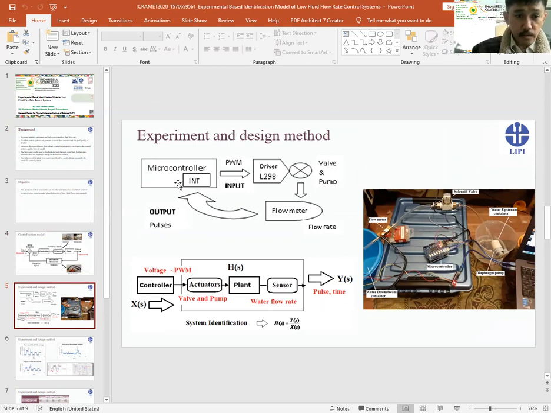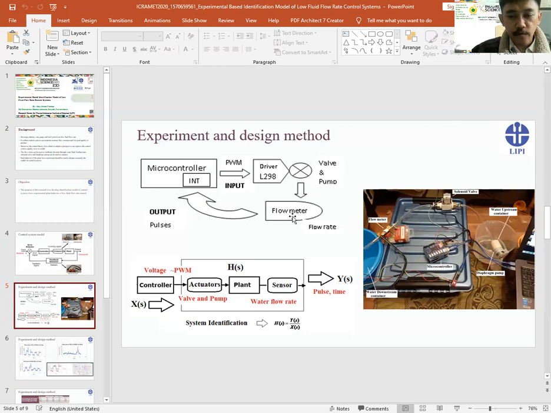We use a microcontroller to generate PWM to the driver. Why do we use a driver? Because the current signal from the microcontroller is very low, so we need a driver to strengthen it to move the valve and pump. So this actuator can control the flow rate. We can use the flow meter to measure this flow rate.